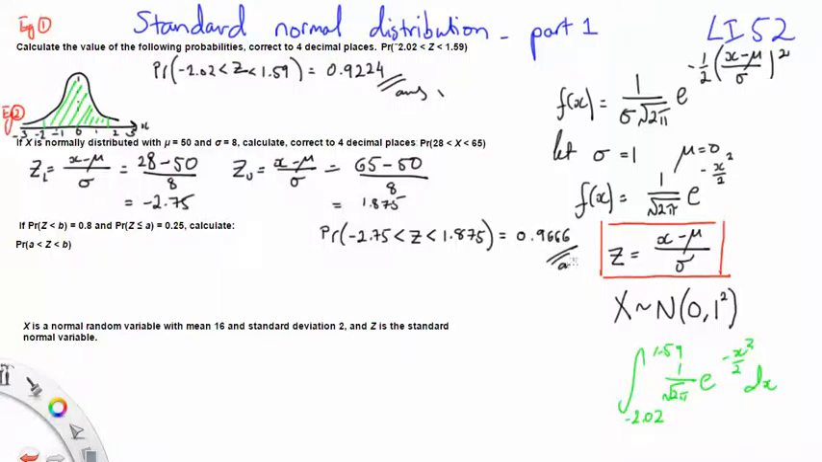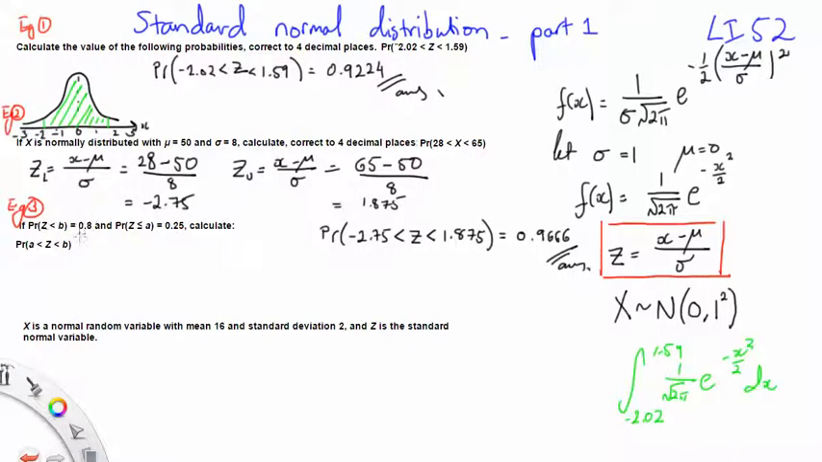0.9666. That's our answer. Alright, now here we start to have to draw pictures, and we start to have to use the symmetry of the bell curve. The bell curve is symmetrical, so we have to start using this property.